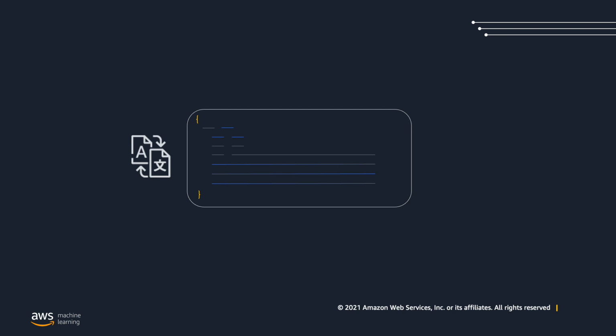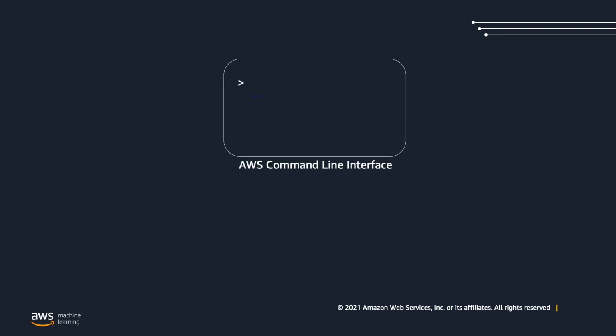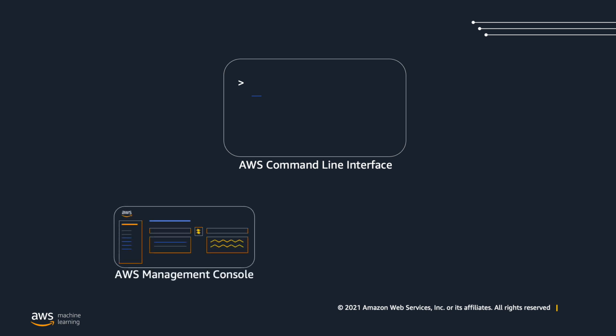In this tutorial, we'll walk you step-by-step through the process to translate text in real time with the AWS command line interface. You can also perform translations directly in the AWS Management Console or with the Translate Text API via one of AWS's SDKs.